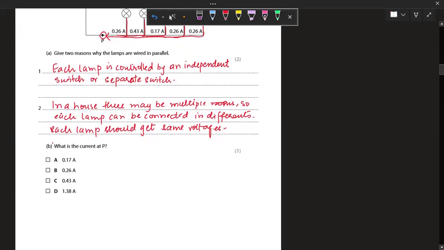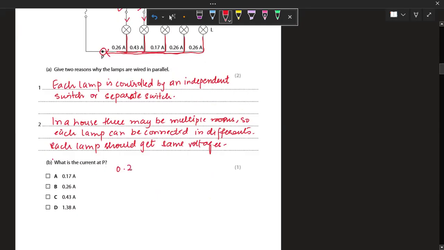Okay. So 0.26 plus 0.43 plus 0.17 plus 0.26. Can anyone make a total, please? 1.38. 1.38, clear? Right?